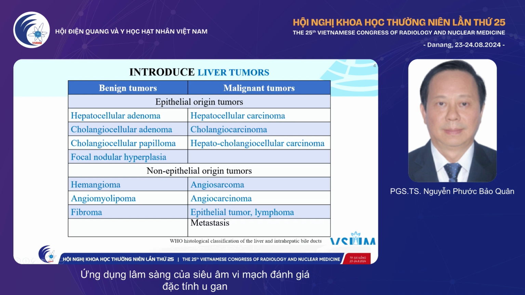As you know, this is a simple classification of liver tumors based on the cell of origin of the tumor. We can divide them into two kinds: epithelial origin tumors and non-epithelial origin tumors. In the epithelial origin tumors, we divide benign and malignant tumors. The most common malignant tumor of the liver is hepatocellular carcinoma, and the most common benign tumor is hemangioma.